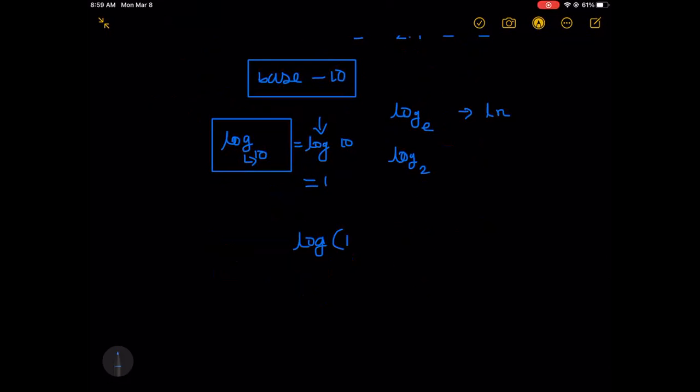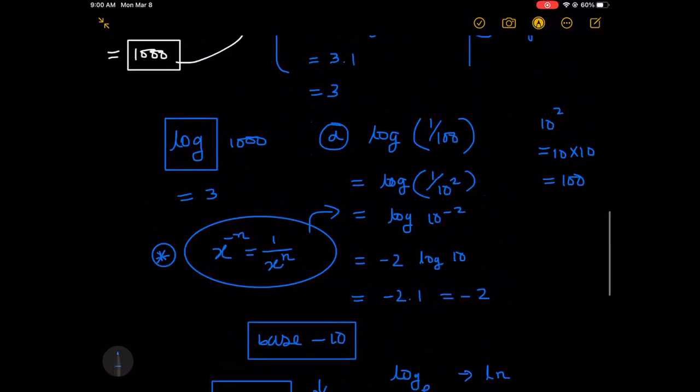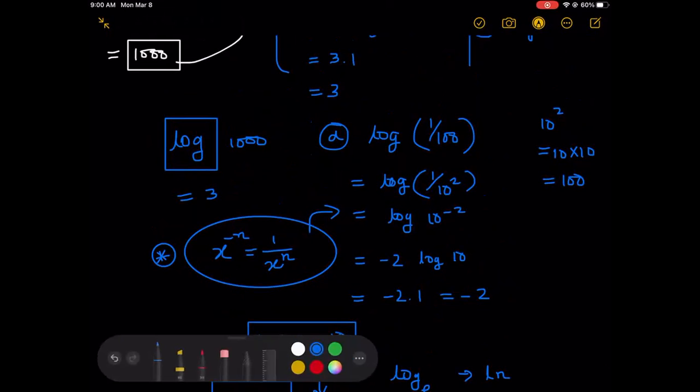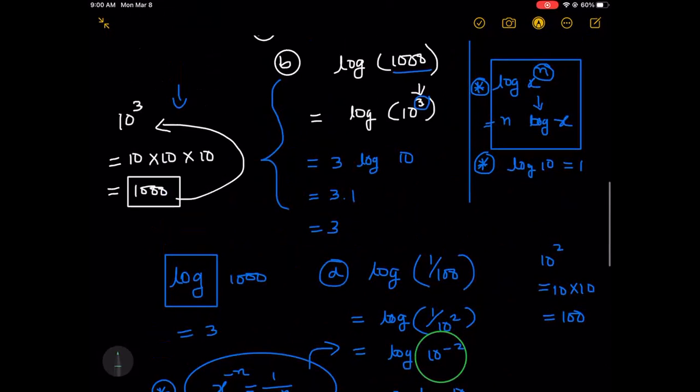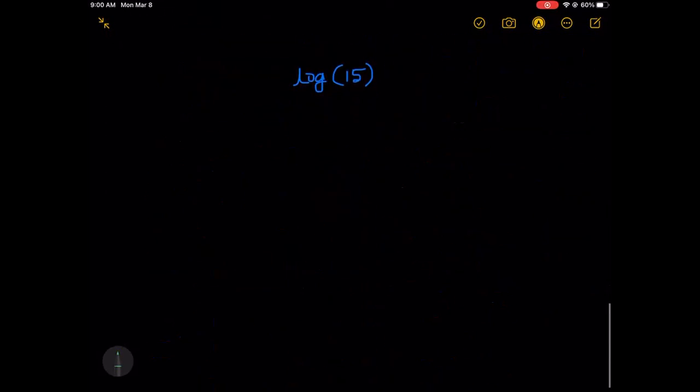Let's say you have log of 15. You cannot really express it as the exponent of 10, like the way we have done here, and for this and this as well. What if we can't express it? For your problems, you can easily use your calculator, okay? Even if you have exponents of 10, you can definitely use your calculator.